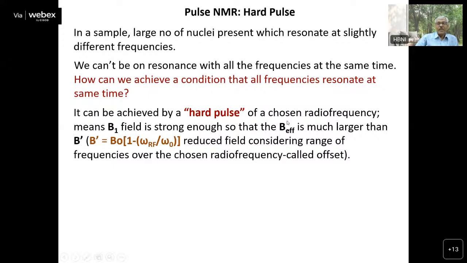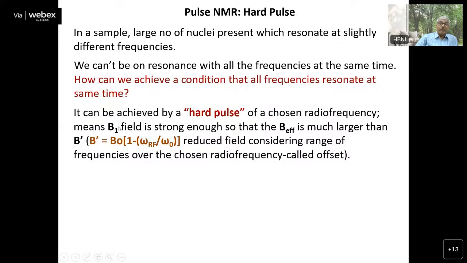so that B effective is much larger than B prime. As all the nuclei do not have the same frequency, B prime will not become 0, because B prime will be 0 only when all the precessional frequencies become 0. But that is not possible. At any applied magnetic field, each nucleus will have a different precessional frequency, so there will always be a B prime.